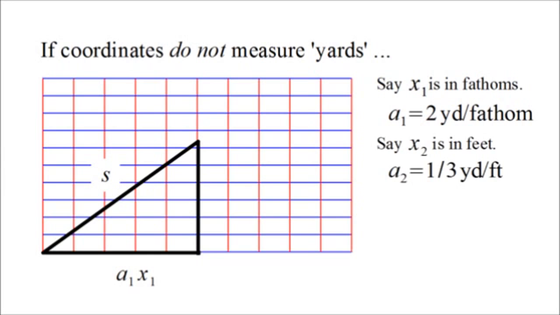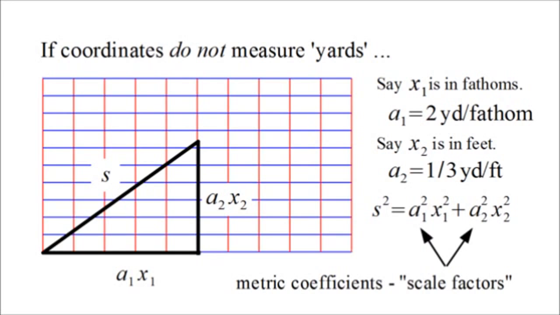And suppose the other coordinate x2 is measured in feet, then we'll need a scale factor a2 equal to 1/3 yard per foot. And a coordinate change x2 will correspond to a distance a2 x2 yards. Now we can use the Pythagorean theorem to calculate s squared in yards squared is equal to a1 squared x1 squared plus a2 squared x2 squared. These scale factors we have to employ are called metric coefficients, and they will play a central role in everything that follows.